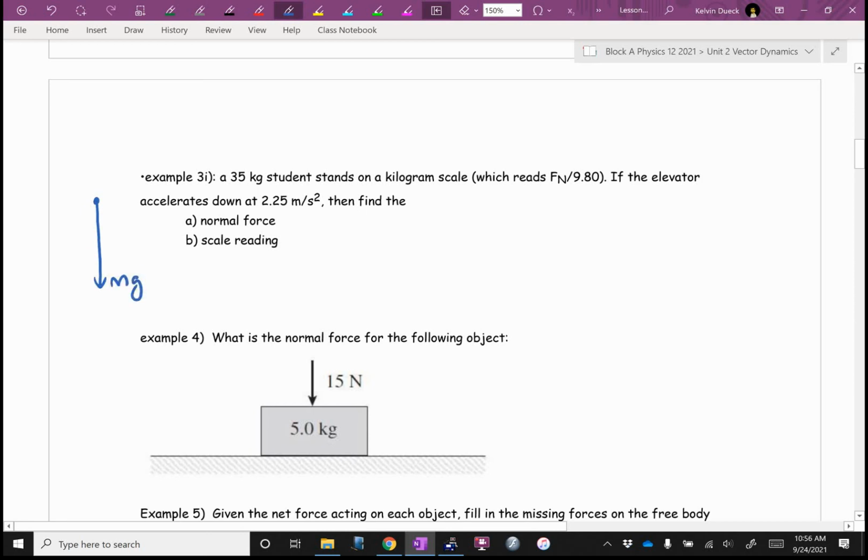Which way are we accelerating according to this question? Down? So which way must there be a larger force pointing? Is there a force pointing up? How do I know? If we were in free fall, what would a be as a number exactly? 9.8. So there must be a force up, but since we're accelerating down, I know it's smaller, and that, again, is the floor pushing up on my feet. It's the normal force.